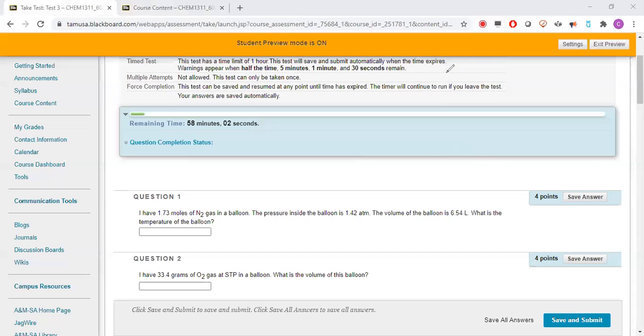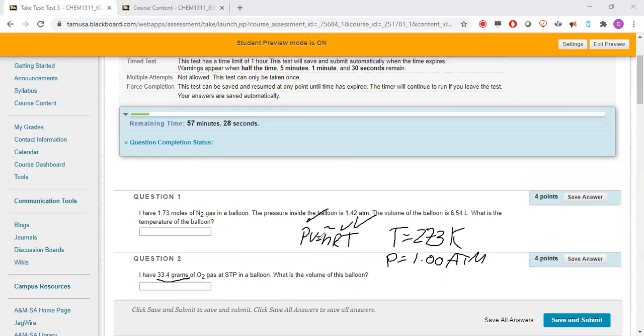All right, question 2, again, PV equals nRT. So I have 33.4 grams of O2 at STP. So we have to remember what STP is. STP temperature is 273 Kelvin. Pressure is 1 atmosphere. So we have a pressure, we have a temperature. We do have moles, but we're given grams. So we have to convert grams to moles, and we have R. So I'm going to put a squiggly above n because we kind of have that. So what's volume? We're solving for volume.